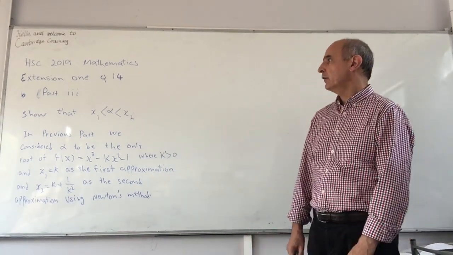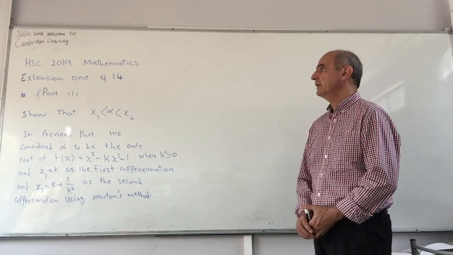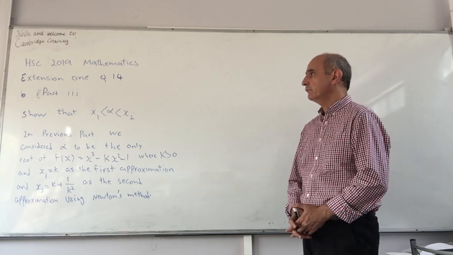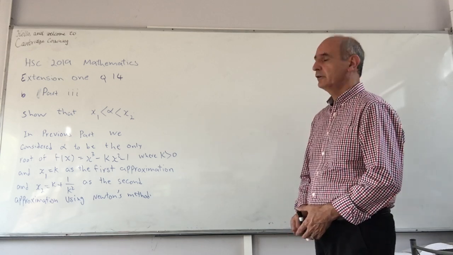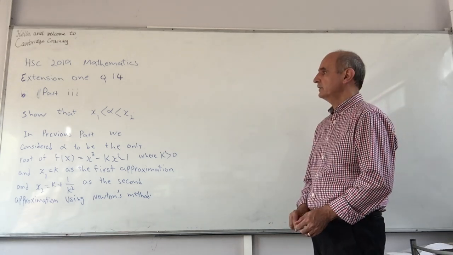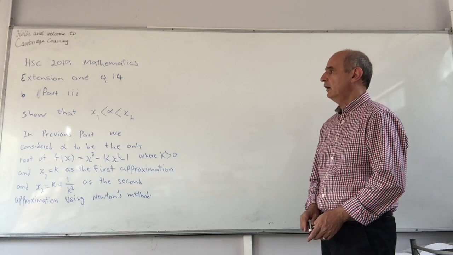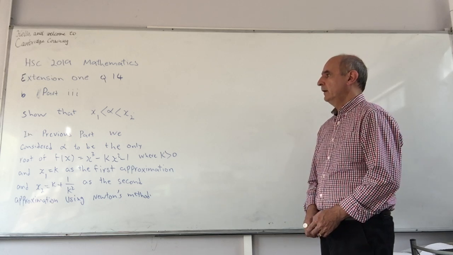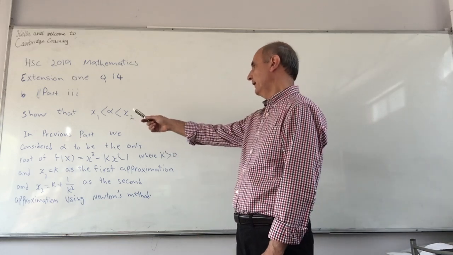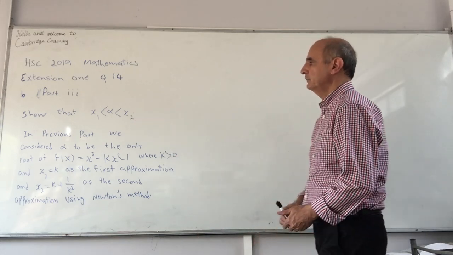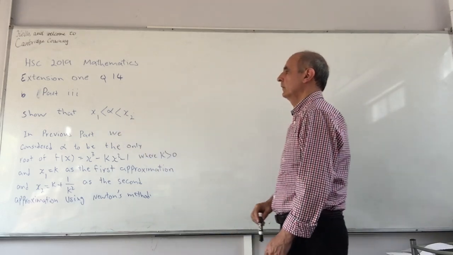Hello. We are continuing with HSC 2019 Mathematics Extension 1, question 14, part B, and the third part of that section. So B, I. This question is asking us to show that alpha lies between x1 and x2.